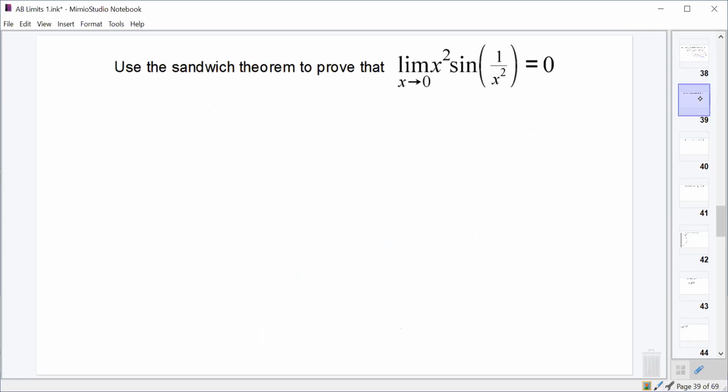Let's use that theorem to prove that the limit as x approaches 0 of x squared times the sine of 1 over x squared is equal to 0. So first thing we need to do is just plug in 0. Because that's normally what we would do for any limit. I know it says use the sandwich theorem, but we're just going to plug in 0. What do you get? You get 0 squared, which is 0, times the sine of 1 over 0. What's the sine of 1 over 0? Well, first off, what's 1 over 0?